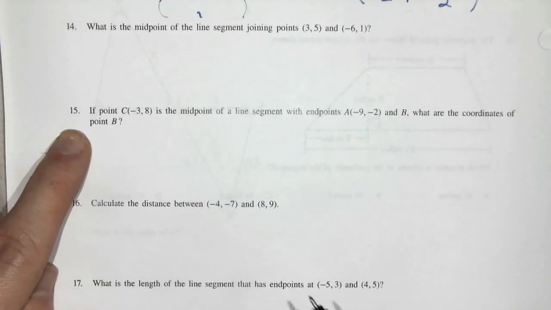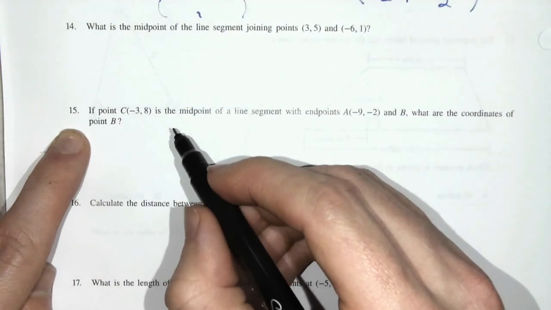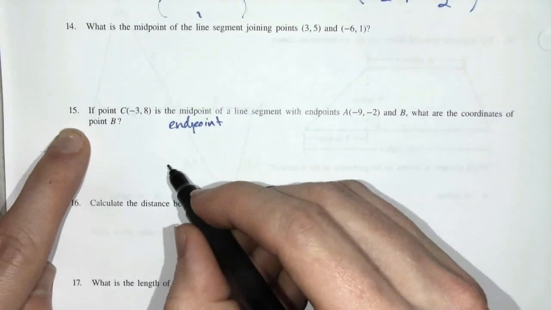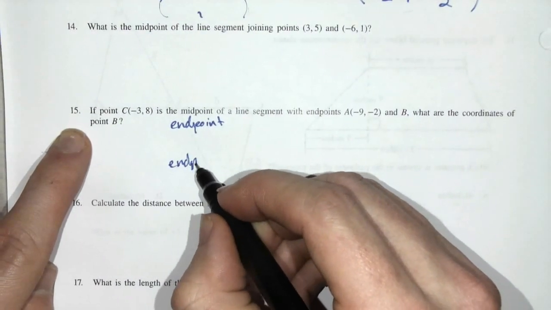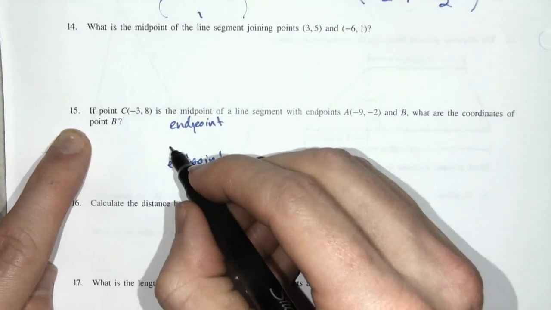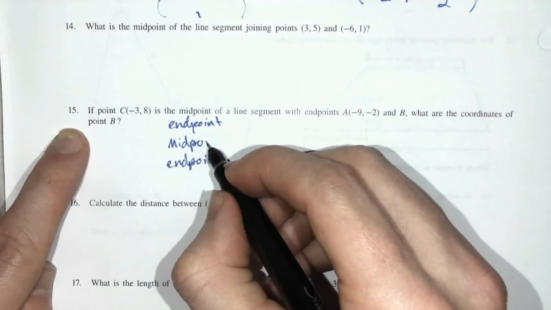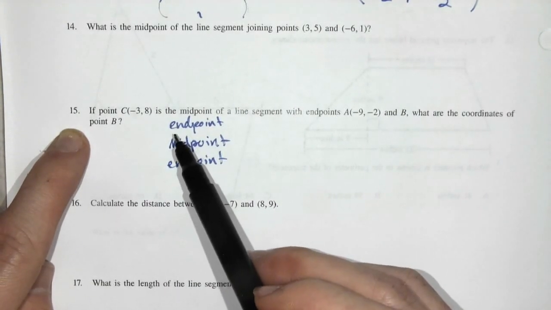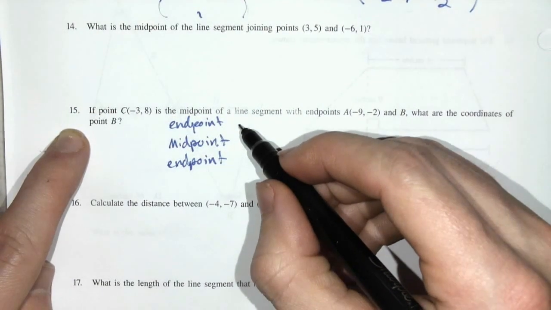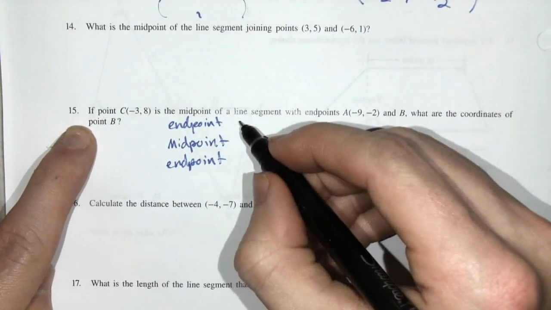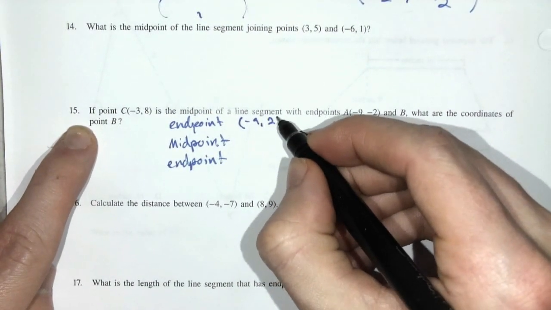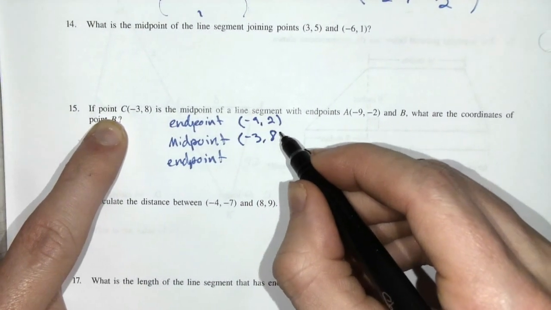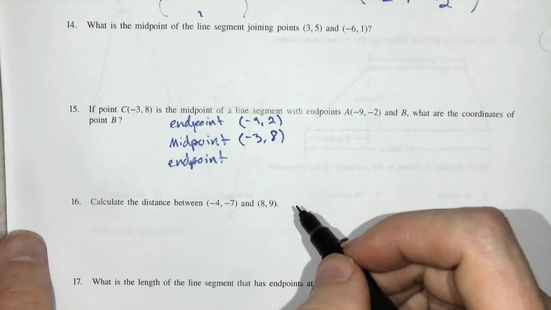Well, to do that, we do our little, well, I like to call it a sandwich, where you got one endpoint and then the other endpoint would be over here. And then the midpoint, well, guess what? We put that in the middle. It tells me that one of my endpoints is negative 9, 2. My midpoint is negative 3, 8. And it wants me to find my other endpoint.